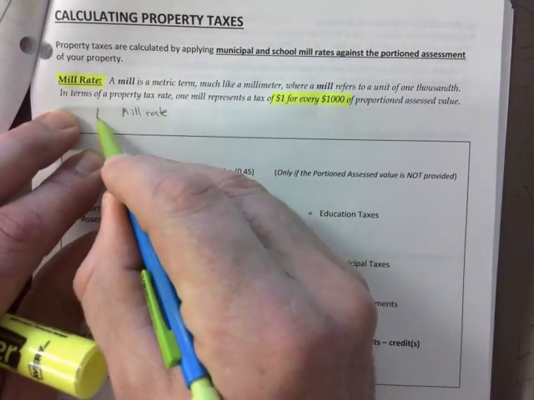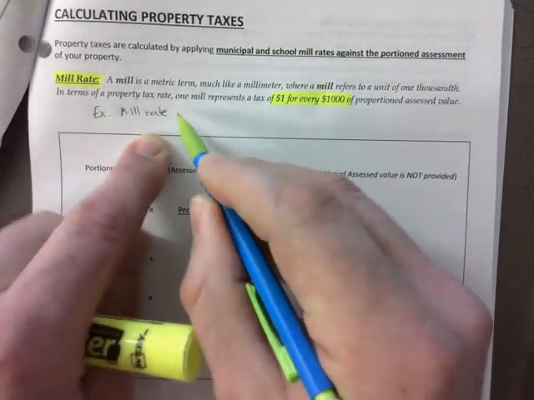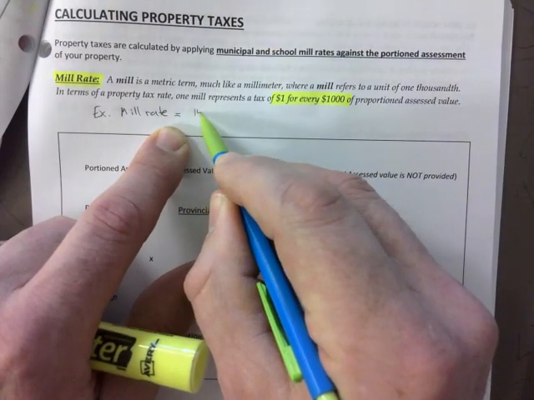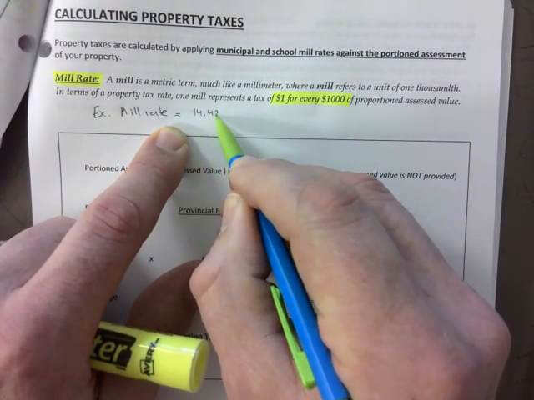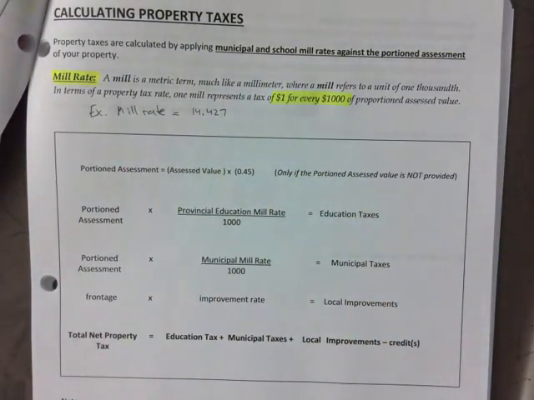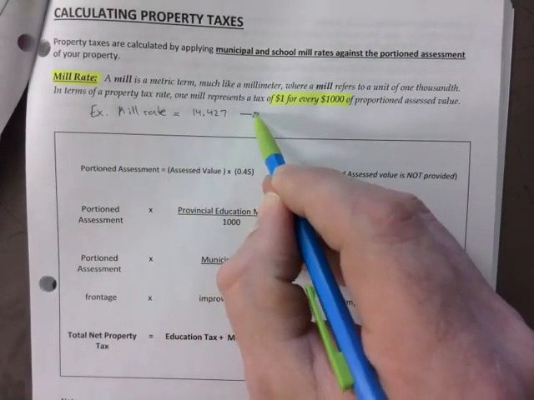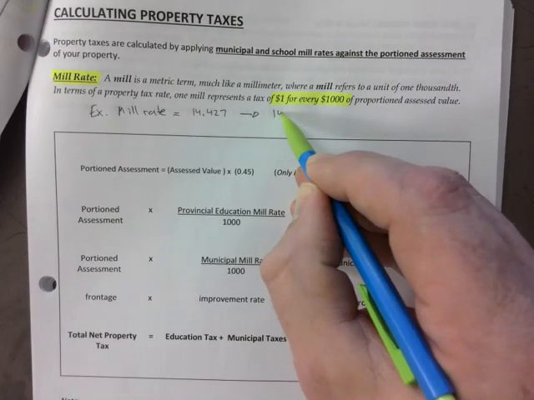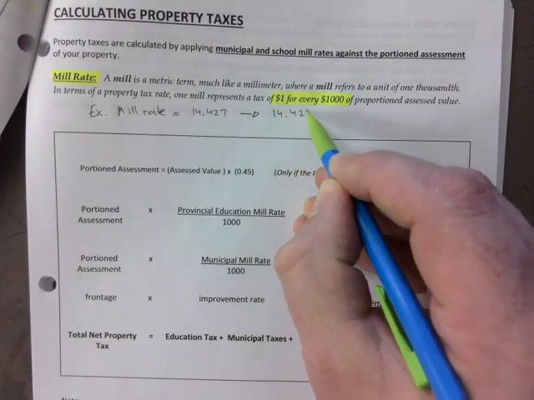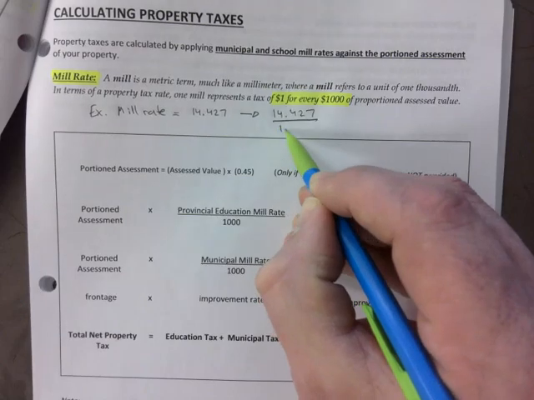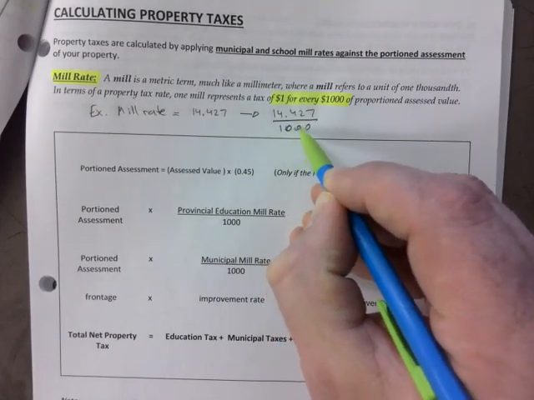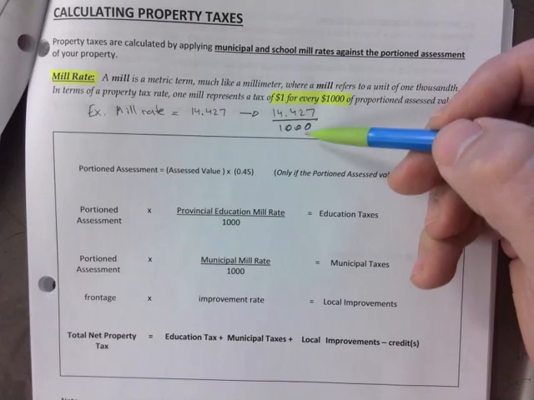So I will say, if your mill rate, this is just an example. They get weird, the mill rates, okay? If the mill rate is 14.427, if that's what you see on the question, you should immediately think of rewriting that as 14.427 over 1,000. Okay, that's going to be your first go-to.